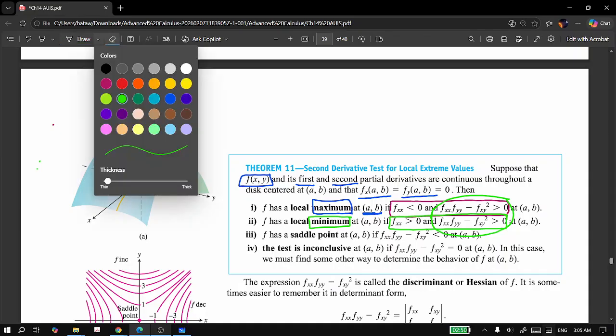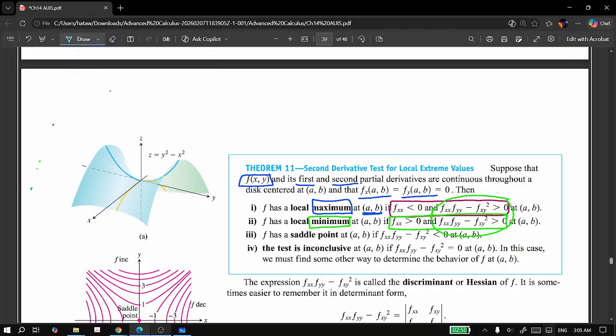Okay, how about a saddle point? For seeing whether it's a saddle point or not, the difference is in the discriminant. If f_xx f_yy minus f_xy squared is less than 0, then we will have a saddle point at the point (a,b). If this discriminant is equal to 0, then we say that the test is inconclusive. What does that mean?